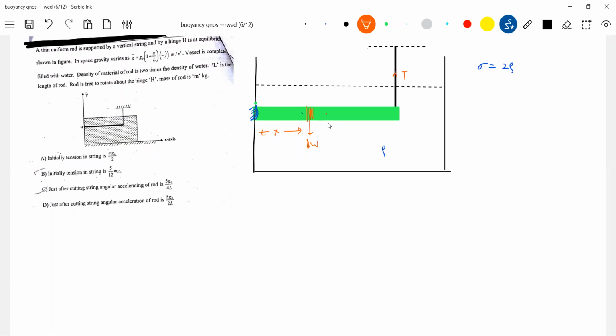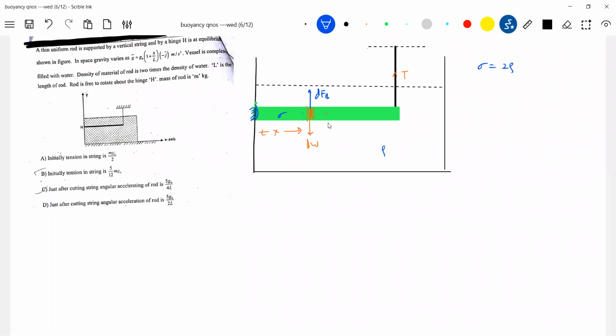So what are the forces? Initial tension in the string just after cutting the string is asked. First we'll calculate the effective weight and the effective buoyant force. The buoyant force acts upward, the weight acts downward, and there will be a reaction at the hinge. The density of the rod is uniform, and it is 2 times the density of the liquid. So definitely the resultant weight should be downward; the buoyant force also comes at this point.